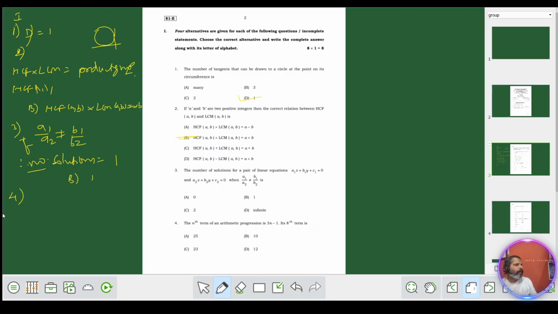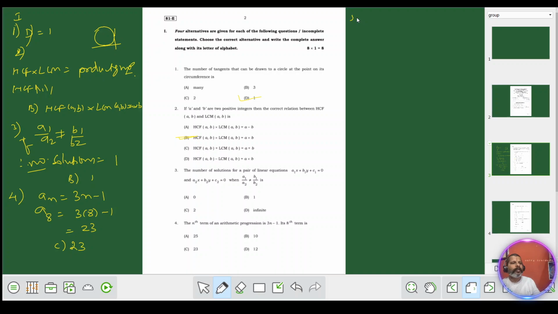The nth term of the AP is given as 3n minus 1, means an is equal to 3n minus 1. If its 8th term is asked, just substitute n is equal to 8. So 3 into 8 minus 1, 24 minus 1, 23. That is answer C, 23.